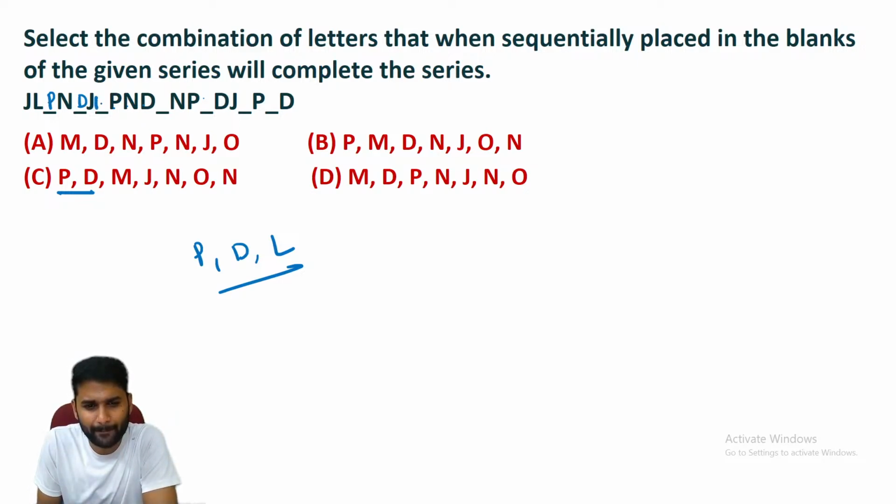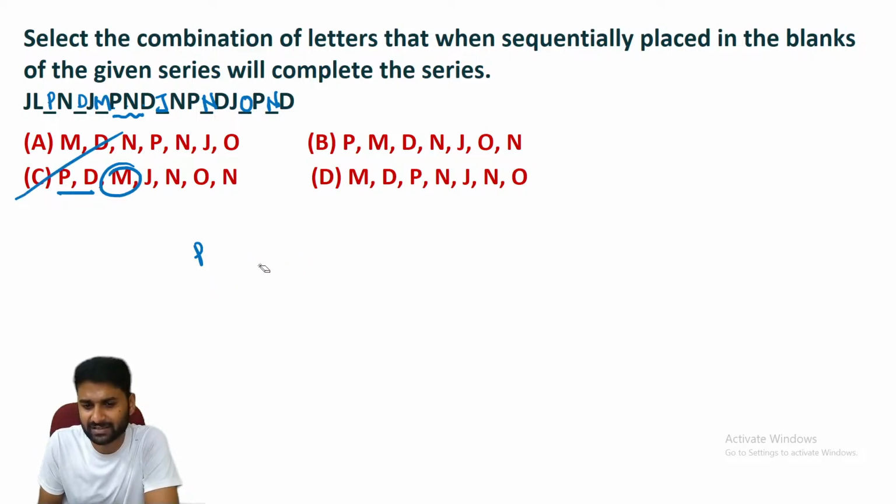Let's take with the M. Next one, see. Let's take with a J. Now see, J, N, P. Again, you can take here N, here O, here N. Now you can recognize the sequence based on P and D. So C is the correct answer.